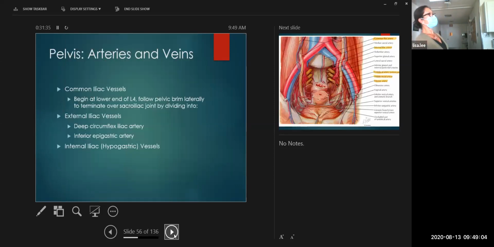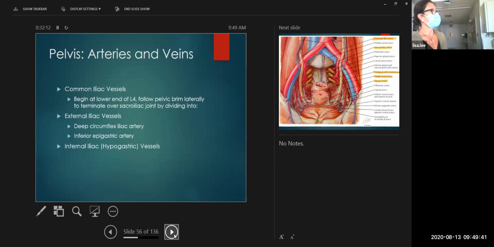And then the other things that bring blood to the pelvis, okay? So you've got your aorta, then you've got your common iliac vessels. They begin at the lower end of L4. They follow the pelvic ring laterally, terminate over the sacroiliac joint. And as they enter the pelvis, it splits into external and internal iliac, right? And then the external iliac, that's where our pelvic lymph nodes are located, right on top of those. You go down and they turn into the deep circumflex and your inferior epigastric.